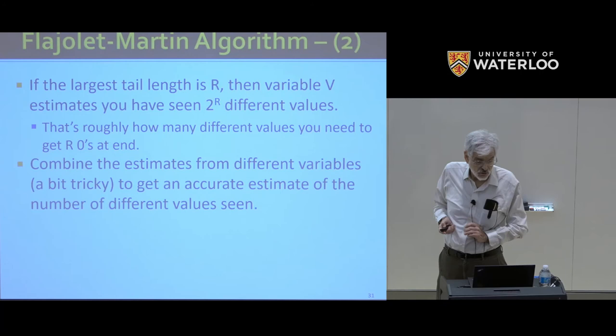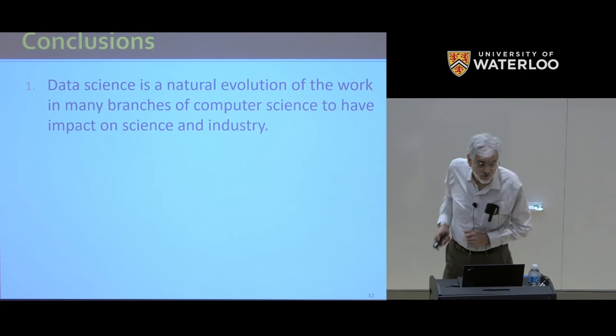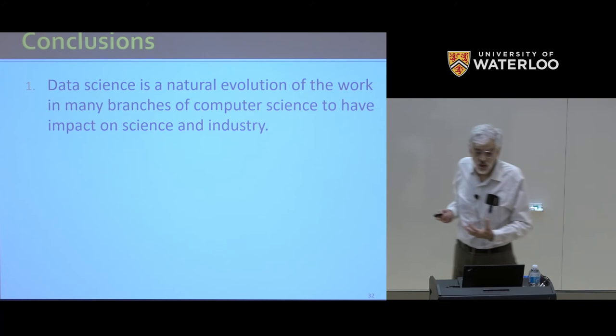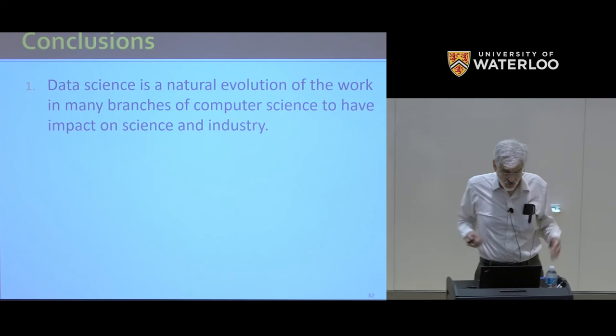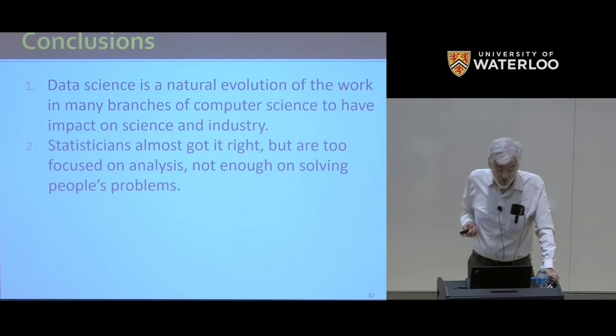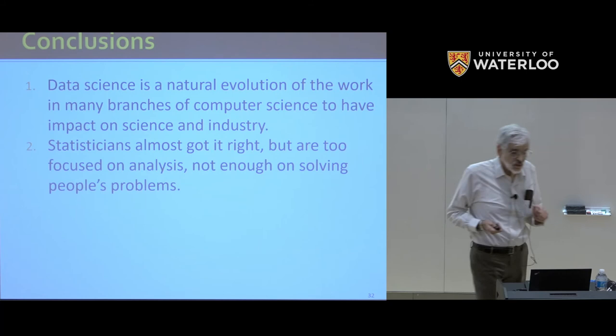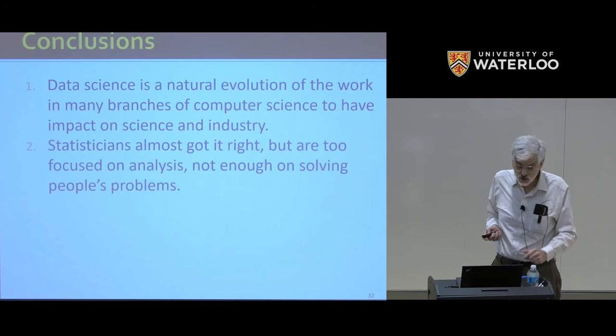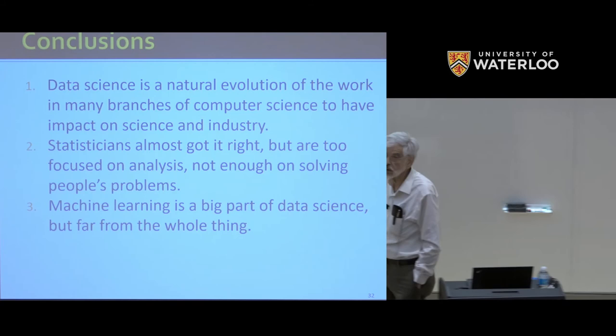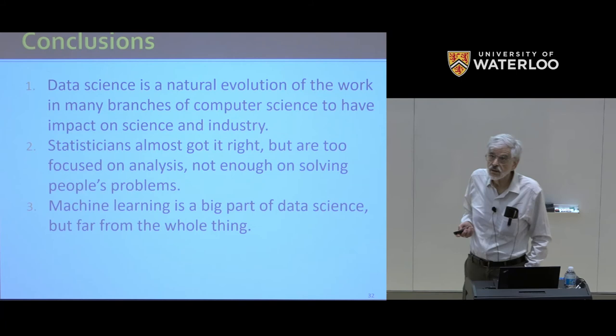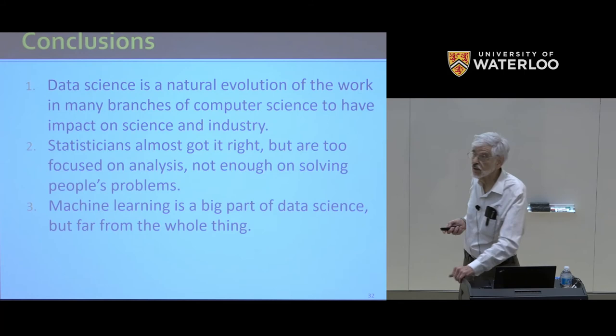Okay, so with that, I will conclude. Oh, it's just on time. Again, the messages I want to leave you with. First of all, data science is the natural evolution of the work that's been going on in computer science for decades. Again, the statistics view is not wrong, but it's not right either, because it puts too much emphasis on analysis, not enough on solutions. And machine learning, while it is certainly a major part of what goes on in data science, is not everything. You do need to know a lot of things that are not machine learning. And with that, I will take questions.